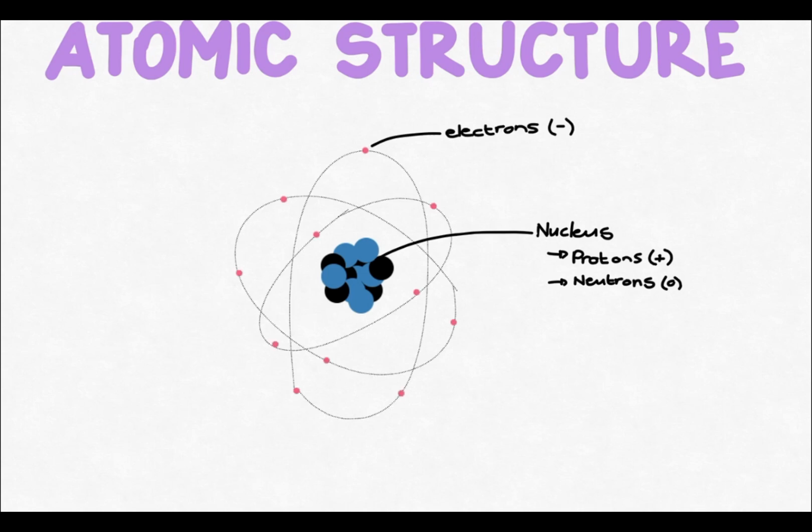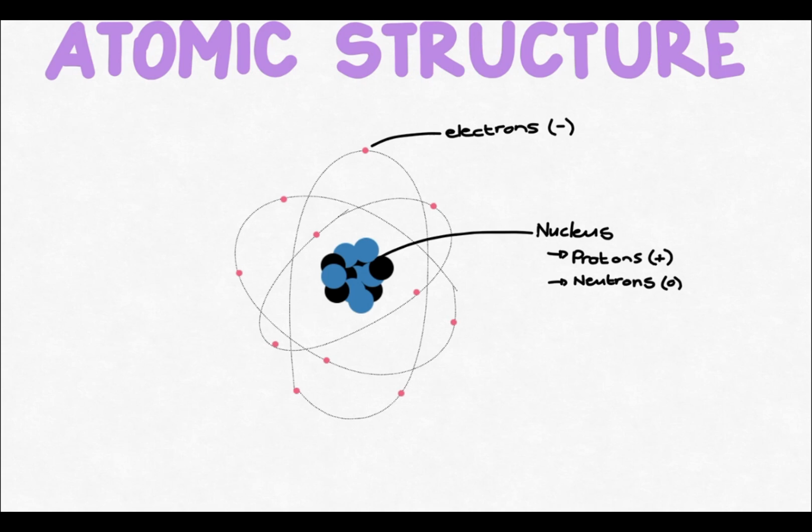Surrounding the nucleus are different orbitals. These orbitals contain electrons that are scattered around the nucleus. These electrons are negatively charged.